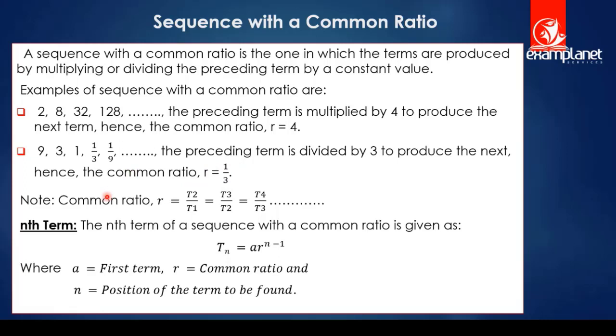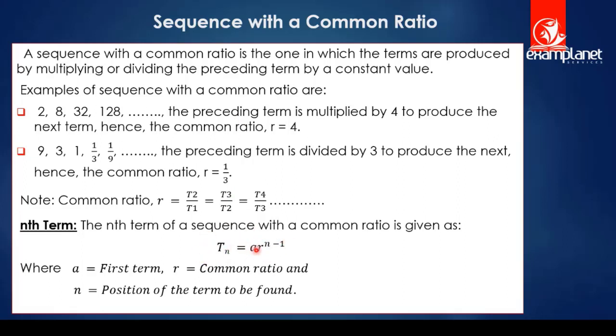Now you get the common ratio. So you can find the common ratio by dividing the second term by the first, or the third by the second, or the fourth by the third, and so on like that. Now we have the nth term as well. So to find the nth term, that is any member of a sequence with a common ratio, you can simply use this formula. Tn is equal to A R raised to n minus 1.